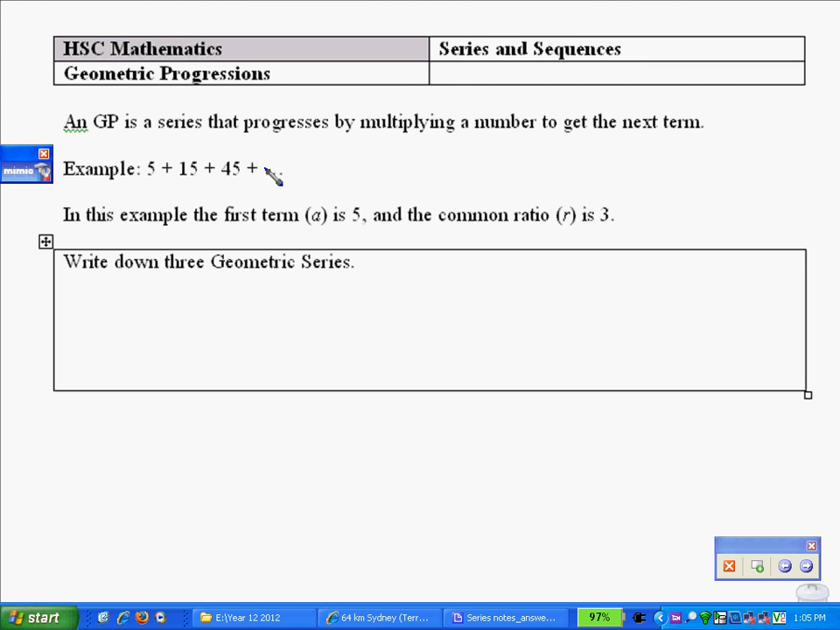So for example, if you have a look at the first one, we've got 5 plus 15 plus 45. You can see that 5 goes to 15 because we multiply it by 3, and 15 goes to 45 because we multiply it by 3. So in this case we'd say the first term A again is 5. But this time we're going to use a common ratio, not a common difference. The common ratio, which we use the letter R for, is going to be 3 in this case. We get it by dividing the second term by the first term and the third term by the second term. That's how we get the common ratio.